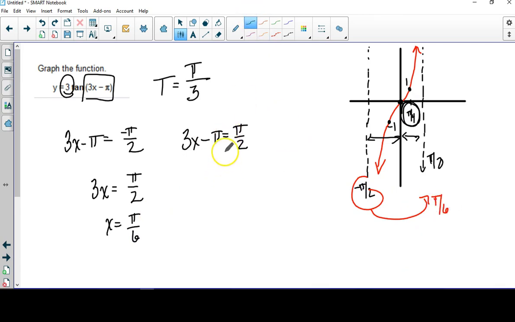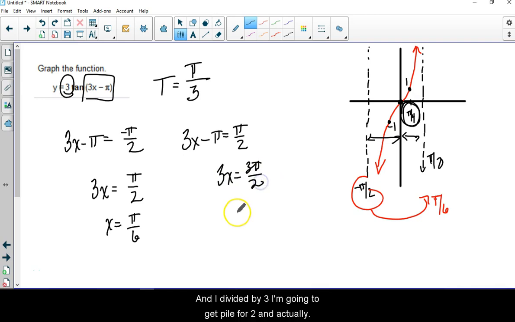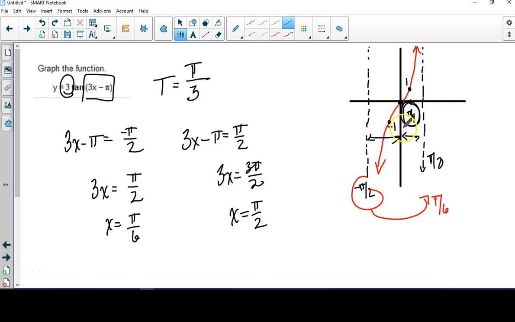Let's solve this side. There's my 2 pi over 2 again. I add it over. Now I have 3 pi over 2. When I divide by 3, I'm going to get pi over 2. And actually, this one is going to wind up staying. So it's kind of like this. This one gets squished in all the way like this. Interesting. Okay.